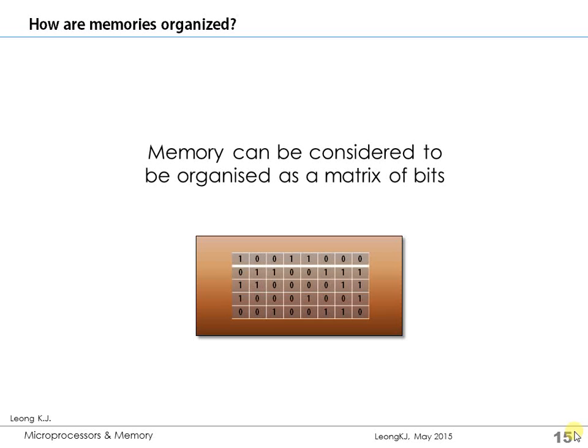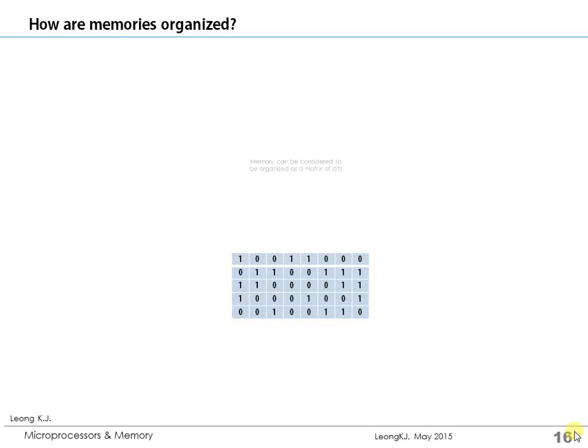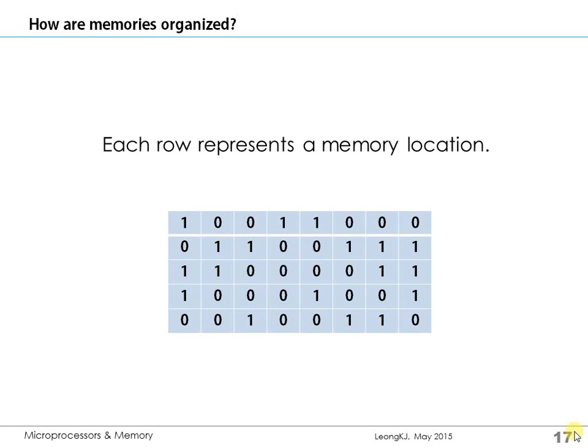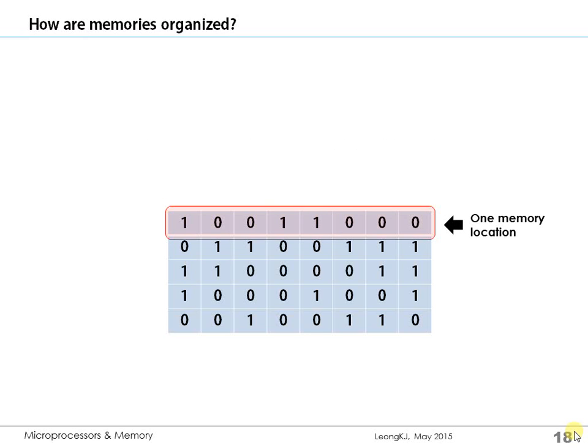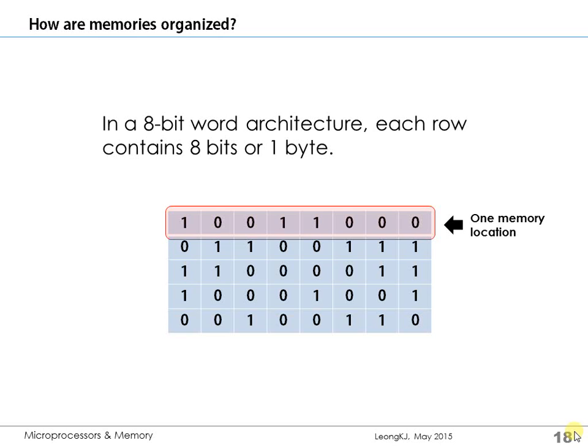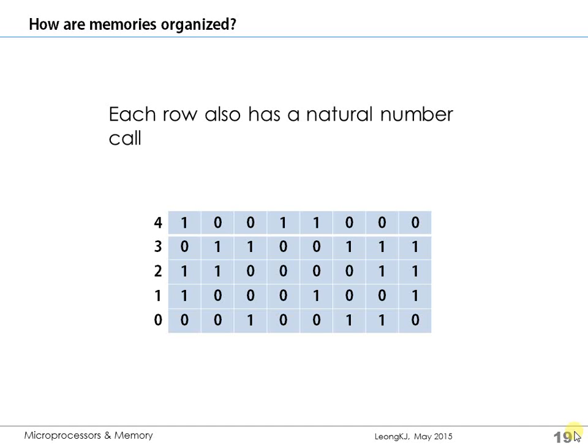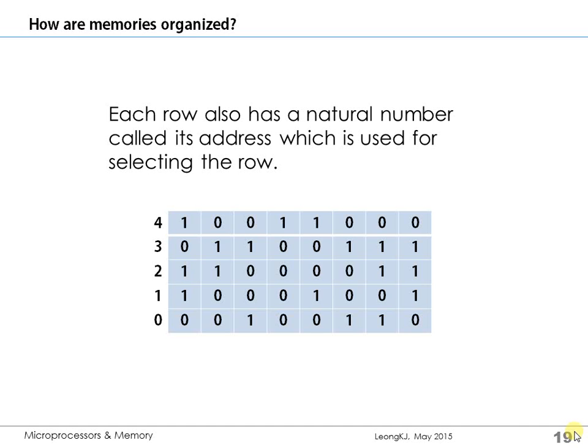Memory can be considered to be organized as a matrix of bits. Each row represents a memory location. In an 8-bit word architecture, each row contains 8 bits or 1 byte. Each row also has a natural number called its address, which is used for selecting the row.